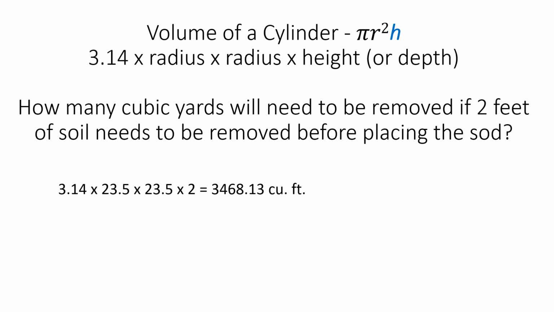So we get 3,468.13 cubic feet. All right, feet times feet times feet, that's cubic feet. And then we divide it by 27 to get cubic yards. It's 128.44 cubic yards. There you go. And that's about it. Now you've been exposed to pi r squared h, which a lot of people don't know, but now you know.